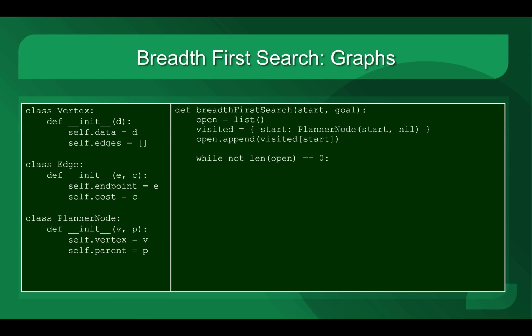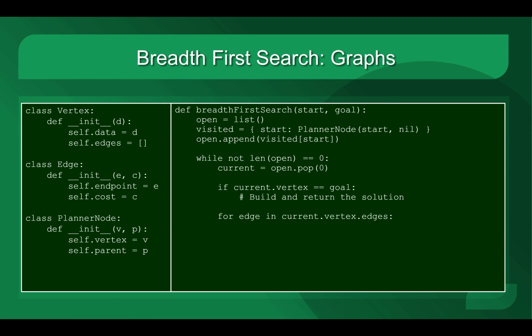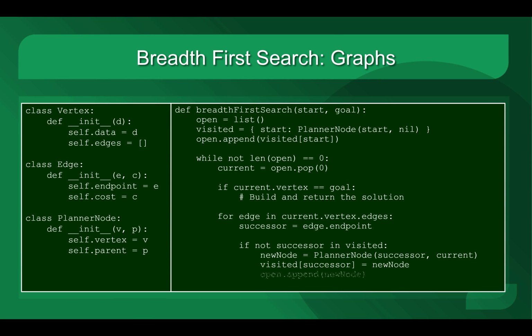And then, while the queue is not empty, while the length of the open list is not 0, we'll pull the first element off and we'll store that in current. If current's vertex is our goal, then we're done. We'll build and return the solution. Otherwise, for each of the edges within current's vertex, we'll find the vertex at the end of that edge. And if we have not visited that successor, that is, if that successor is not in the visited map, then we'll create a new tree node, a new planner node, wrapped around that successor that keeps track of its parent, which is current. We'll add it to the visited map so that we know we've been there, and we'll also add it to the queue. And we'll continue this cycle until we find the solution or until we run out of possibilities.